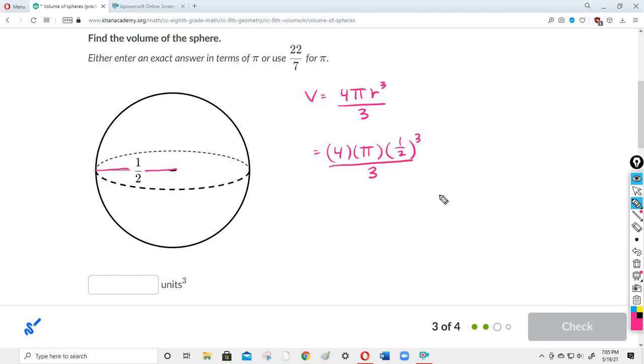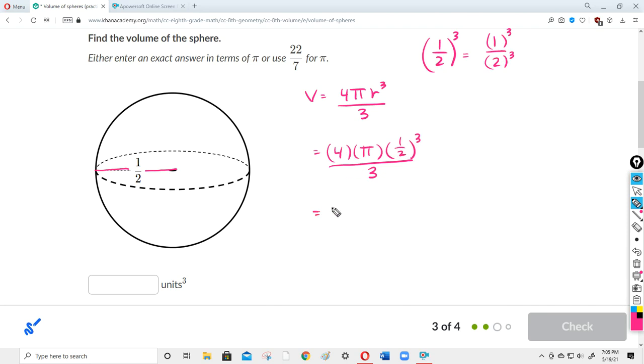Alright, now just so you know, 1/2 to the third power, when you raise a fraction to a certain power, you can do the numerator and denominator separately. So that's the same as 1 to the third over 2 to the third. Okay, see, I did the numerator and denominator separately. So instead of making it 1/2 to the third, I'm going to make it 1 to the third over 2 to the third. That's much better.